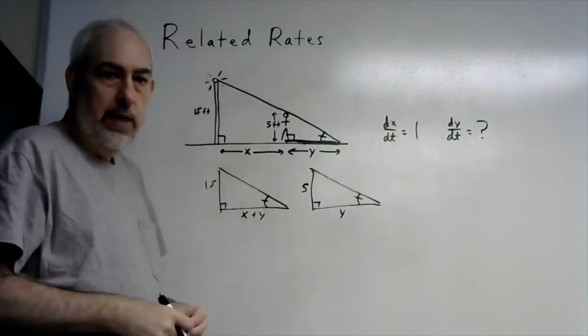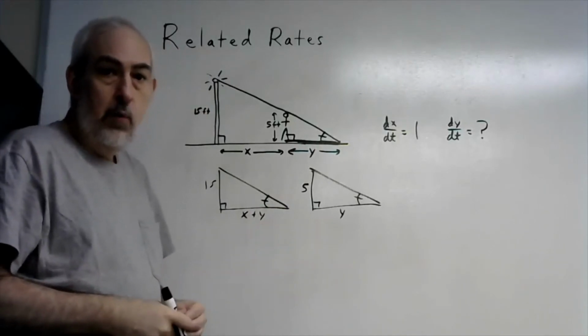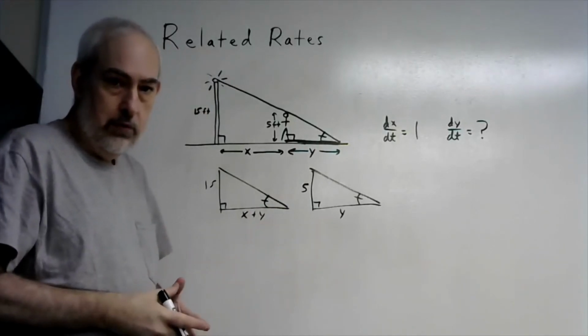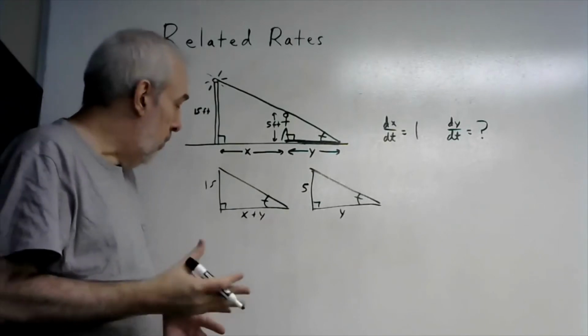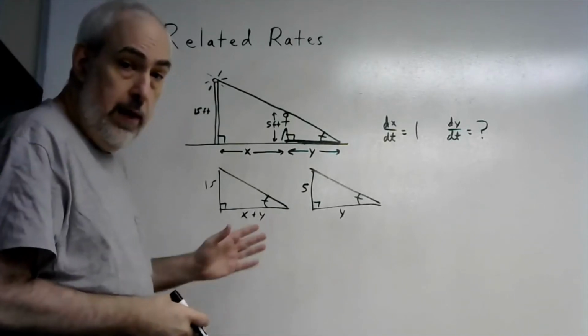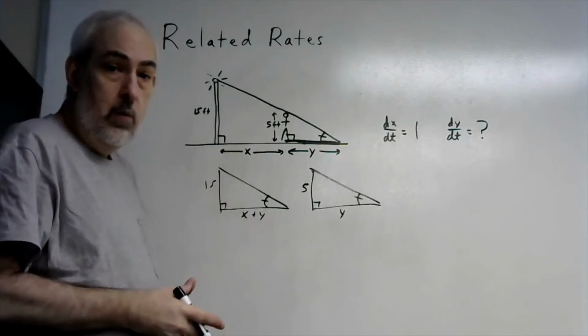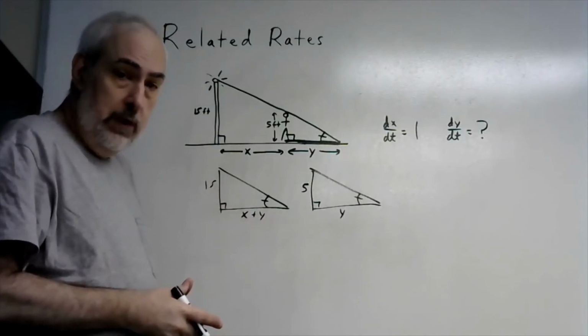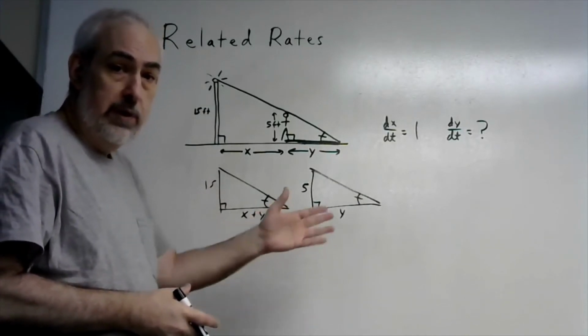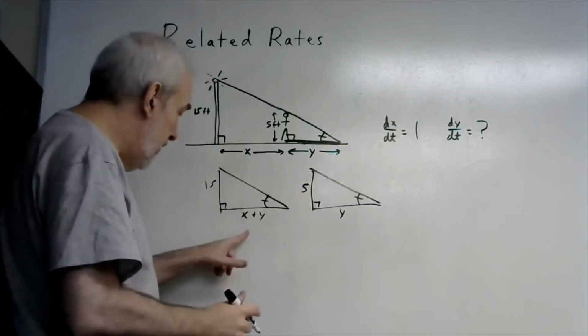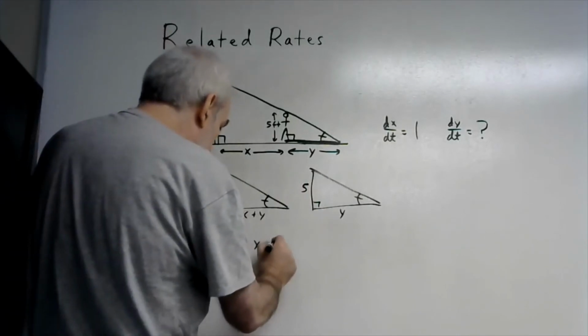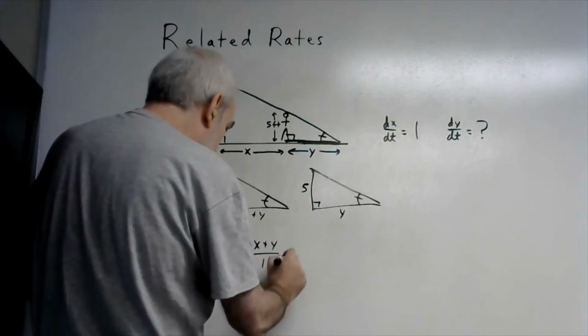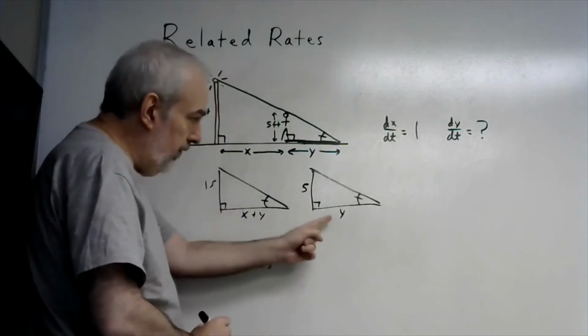That makes these two triangles similar, and so we can use facts that we know about similar triangles. What I'm going to use is the fact that the ratio of any two sides on one of the similar triangles is equal to the ratio of the appropriate sides on the other triangle. Therefore, I can set up an equation: (x plus y) over 15 equals y over 5.